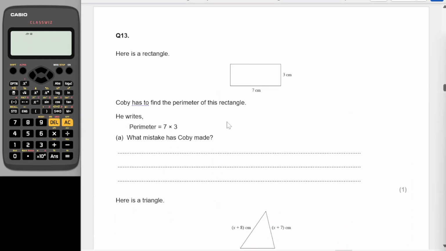Right, question 13. Kobe has to find the perimeter of this rectangle. He has done 7 times 5. What mistake has he made? He's worked out the area, not the perimeter.